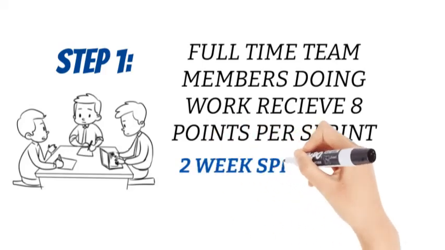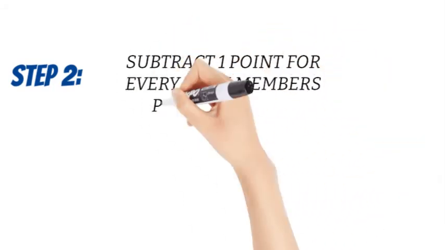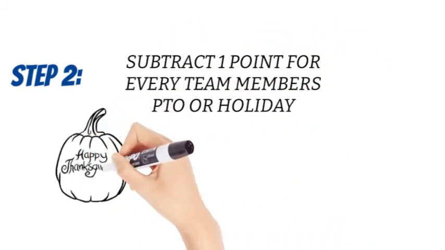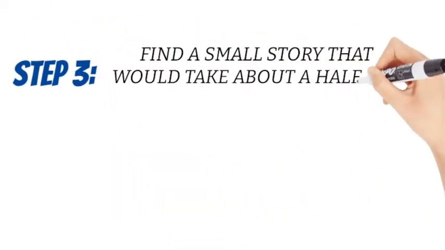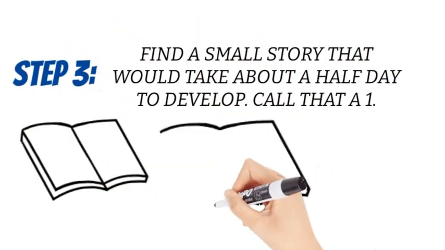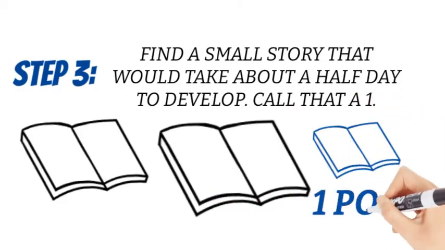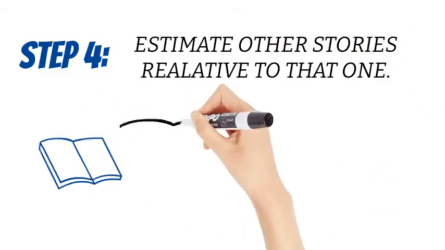Second step, any team member that will be gone for PTO or holiday, have them subtract 1 point for every day they're gone. Step 3, when you estimate your story points, find something that's going to be about a half a day, and that becomes your 1-point story. Last step, estimate the rest of your stories relative to that 1-point story. And that's the logic behind capacity planning.